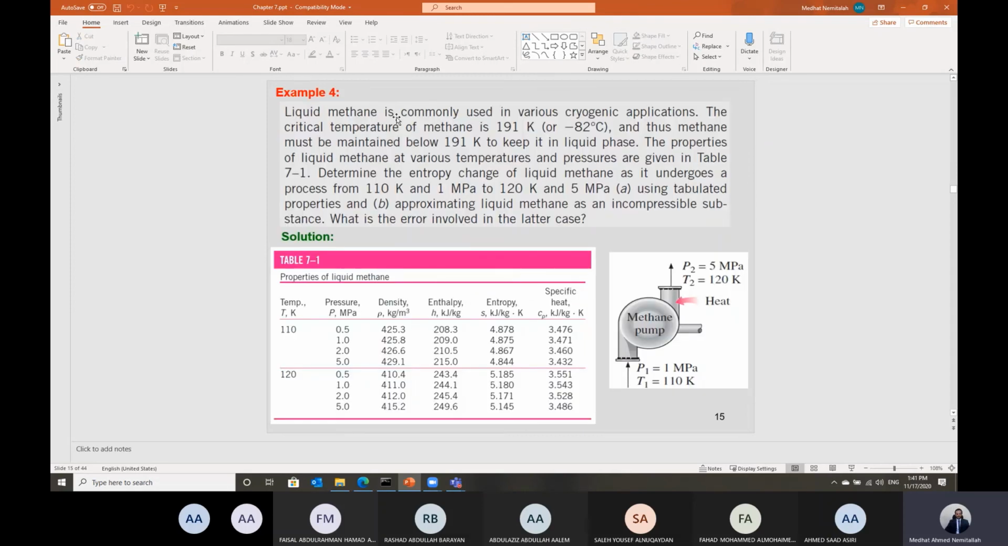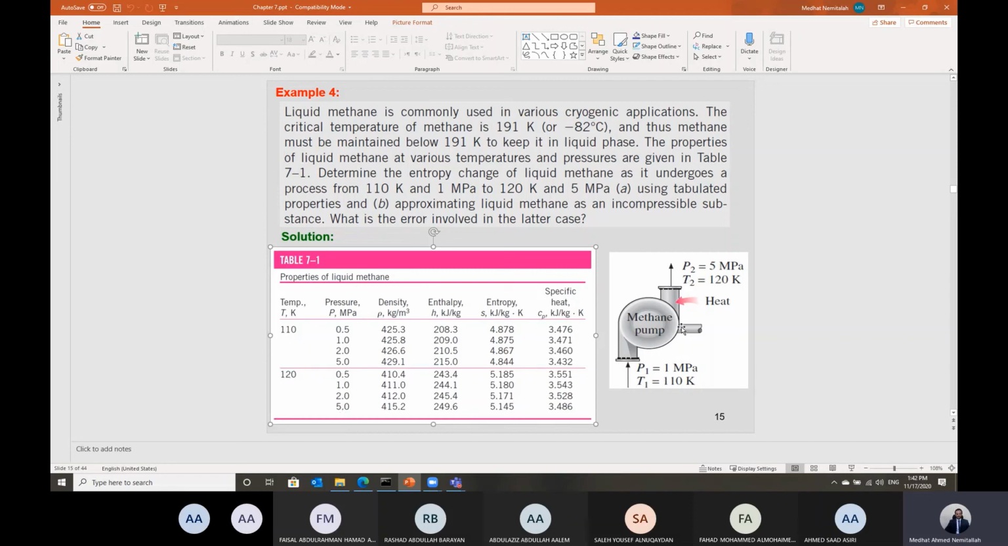But here, this is a very important fluid, which is liquid methane. So they should have some table for this value. Those properties are listed here at different temperatures. At temperature 110 Kelvin, for a range of pressure, we can get the properties. Also at temperature 120, and for a range of pressure, we can get the properties.